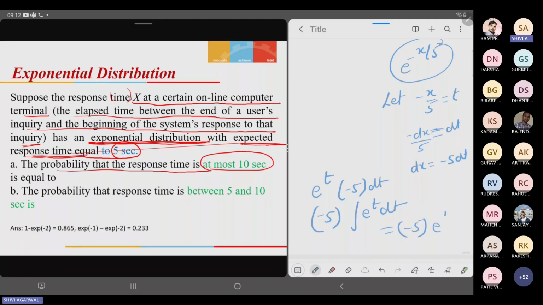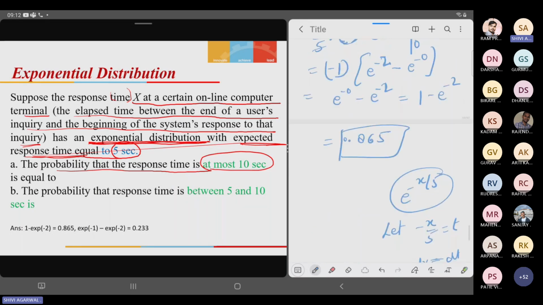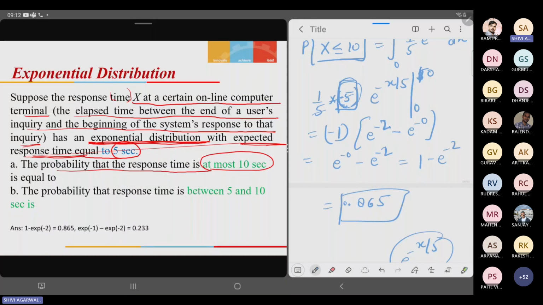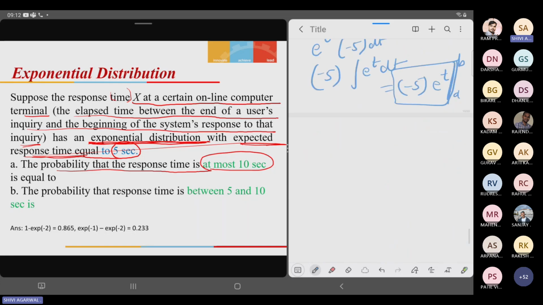Minus 5 e to the power t. Range, you can find out whatever the range of a to b. Okay, because of minus x by 5, it is the multiplication value. That's why I am using here this minus 5 as a constant here. Correct? Be careful about it. In the integration, you are not doing the derivation, you are doing the integration. Okay. Similarly, the next part is what?